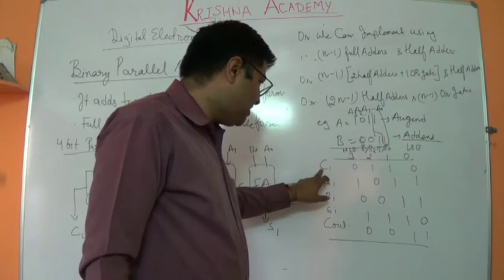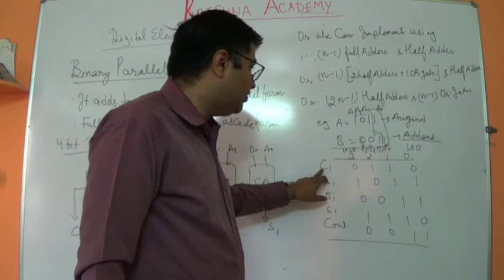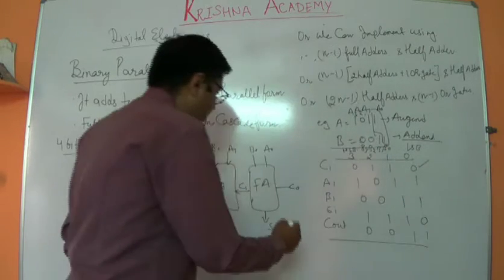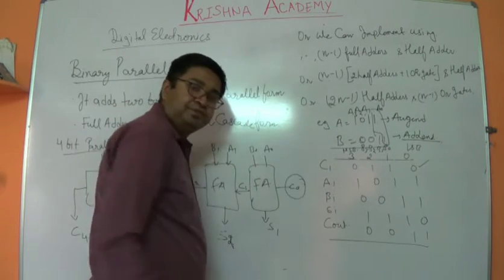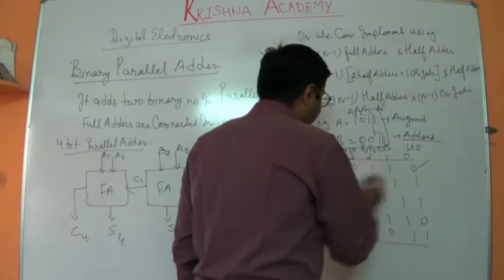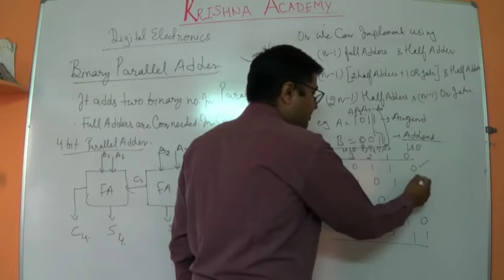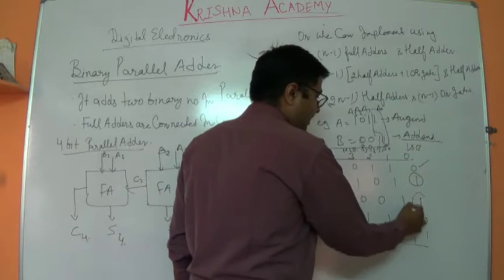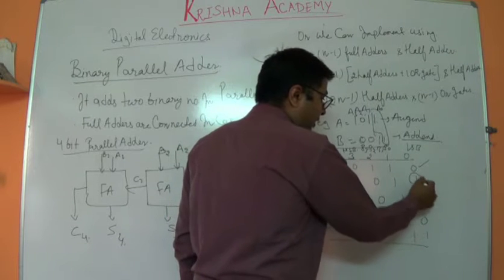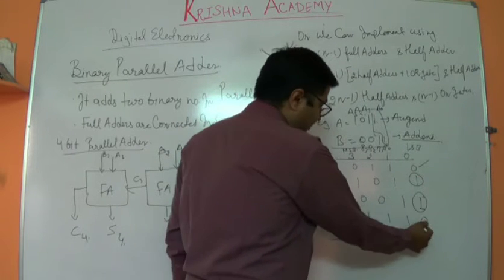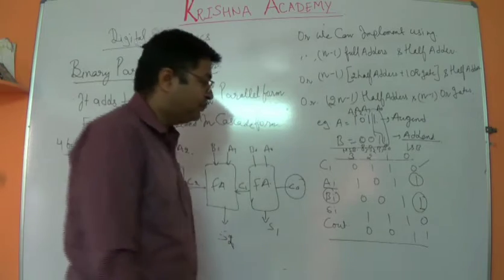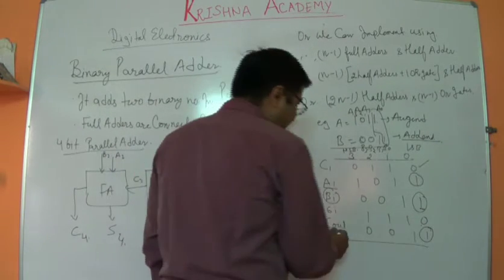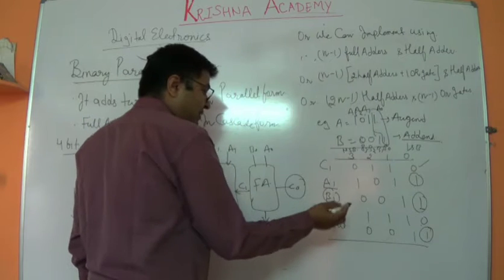Now, the initial carry, the first carry, is 0, which you are providing over here. A0, the first bit, is 1, as we can see. B0, the first bit, is 1. 1 plus 1 is 0, so the sum comes as 0, and there will be a carry, that is 1. Now C out is 1. What is that C out?